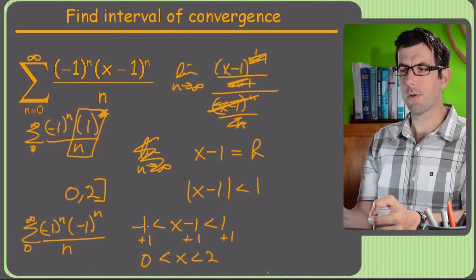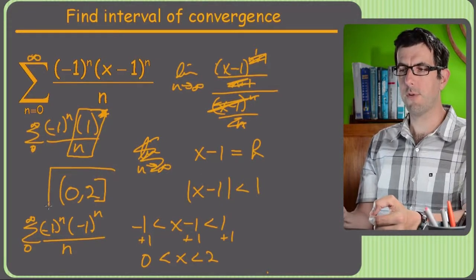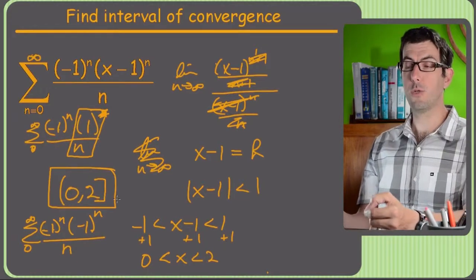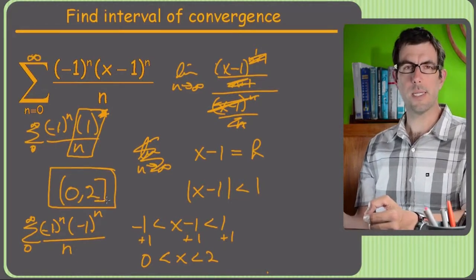So we have a curved bracket here. So the interval of convergence is non-inclusive 0, but it includes 2. All right, so that's interval of convergence.